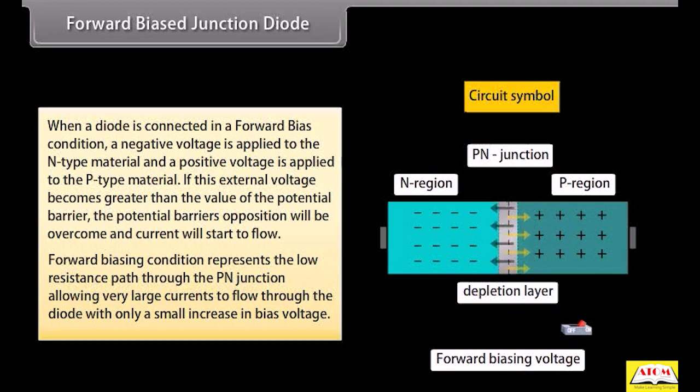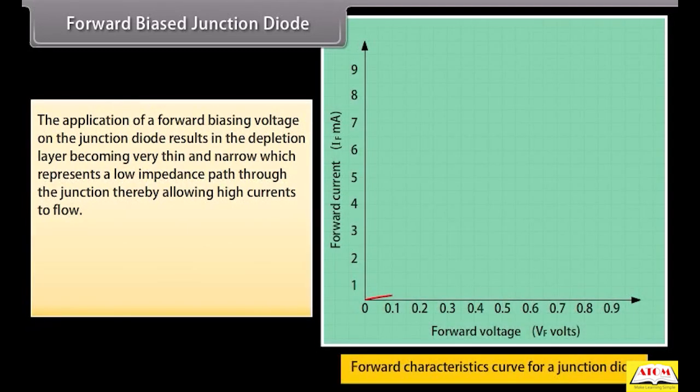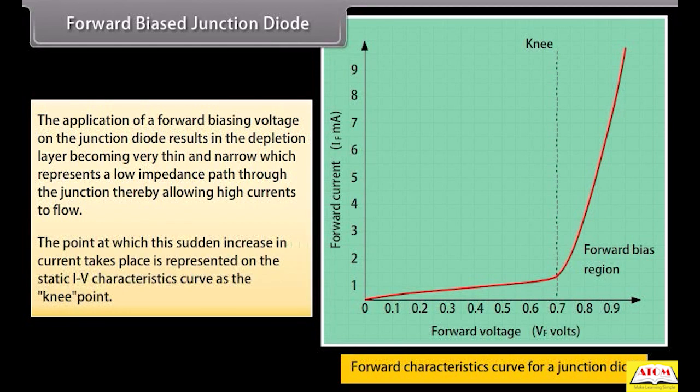The actual potential difference across the junction or diode is kept constant by the action of the depletion layer. The negative voltage pushes or repels electrons towards the junction, giving them the energy to cross over, and combine with the holes being pushed in the opposite direction towards the junction by the positive voltage. The application of a forward biasing voltage on the junction diode results in the depletion layer becoming very thin and narrow, which represents a low impedance path through the junction, thereby allowing high currents to flow. The point at which this sudden increase in current takes place is represented on the static IV characteristics curve as the knee point.